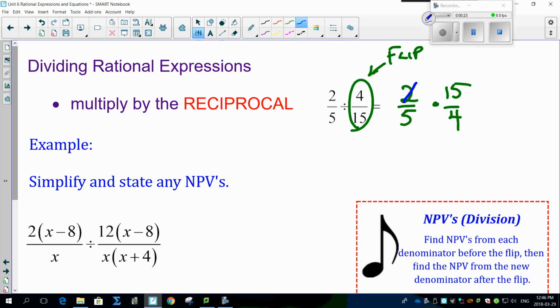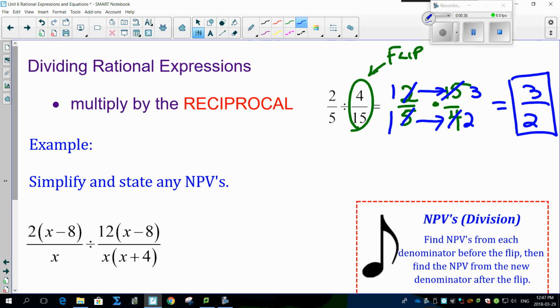Look, 2 goes into itself once, into 4 twice, right? 5 goes into itself once, and into 15 3 times. Straight across multiply. 1 times 3 is 3. 1 times 2 is 2. There's your answer. Nicely reduced. Well, we're going to use the same idea when dividing out rationals.